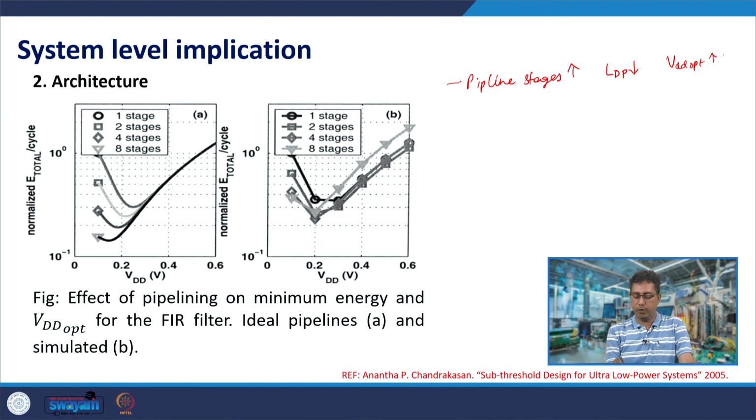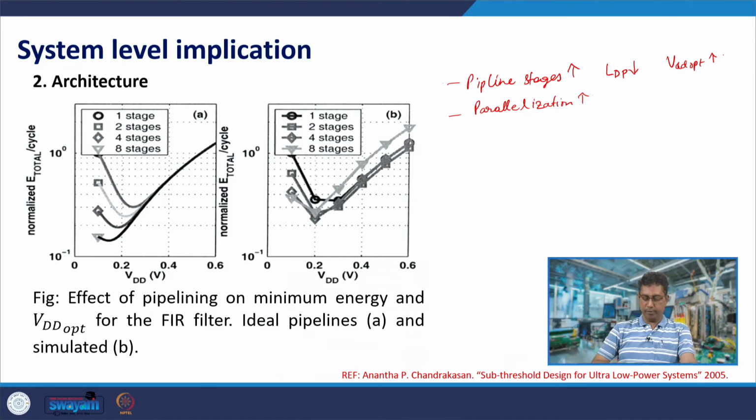So, what happens for increase in parallelization? If it is increased, the number of parallel paths now increases. So, that would also increase the switching activity. So, if it increases switching activity, then you would find that the optimum VDD reduces. So, the system level implications also have an impact on the optimum VDD or minimum energy point.